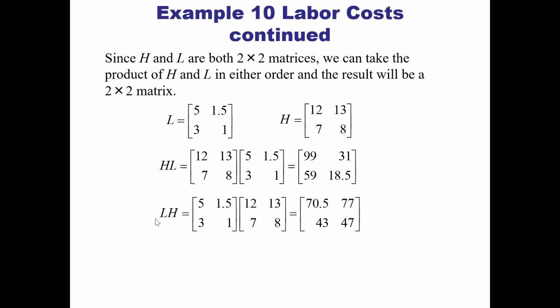Now, if we multiply the other way, L times H, now we'll take that 5 times 12 is 60, plus that one's going to give us 10.5, so it's going to be 70.5. And then again, multiplying all that, and so we have the LH. Now, what do those elements represent?